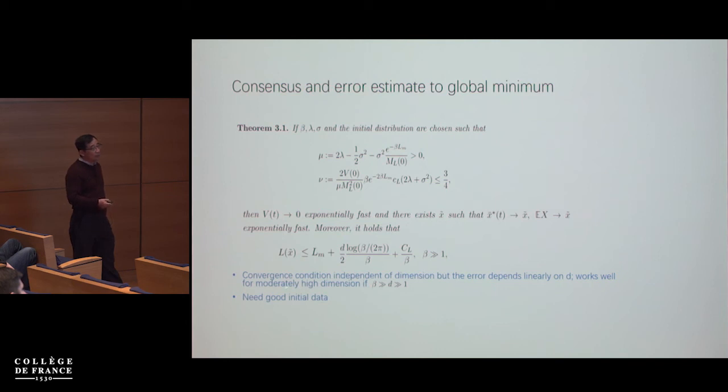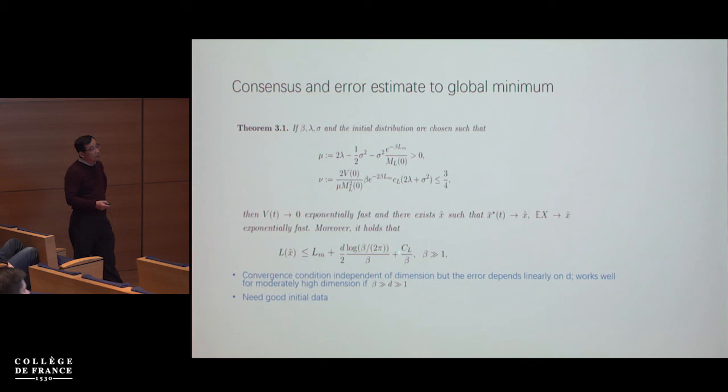And actually, this is the L estimate. All right. So basically, it converges to this x tilde, where the L value at x tilde is bounded by this global minimum, plus these terms, which are L terms. That's essentially 1 over beta. Remember, beta is 1 over temperature. We choose beta to be large.